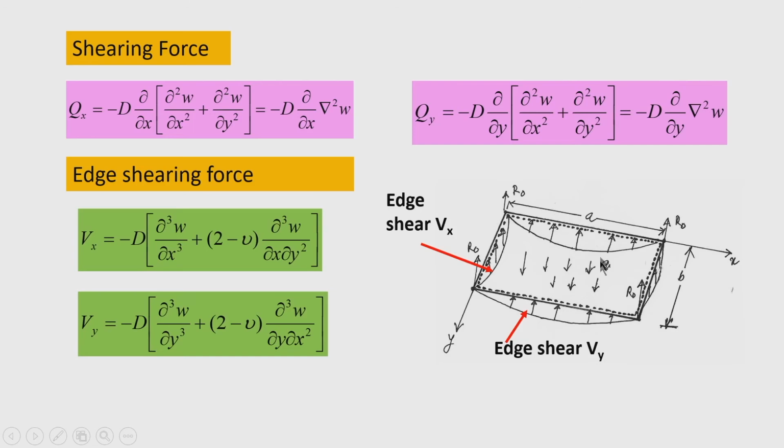So, when you integrate this S shear force, you will get the total S shear at this edge, and similarly for all other edges. This S shear plus the other reactions at the corner should be balanced by the vertical or transverse load acting on the plate. Okay.